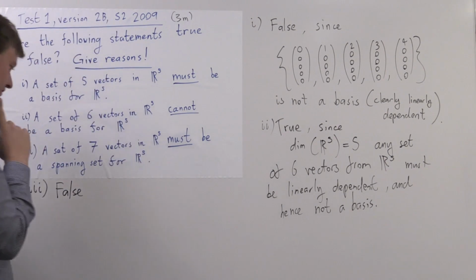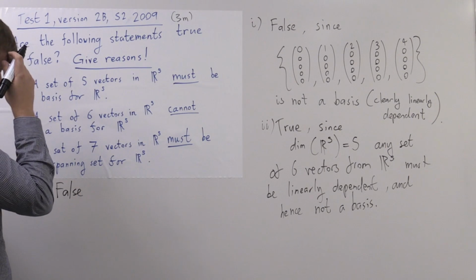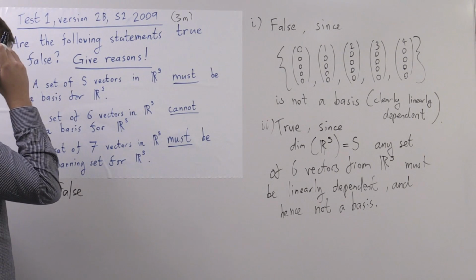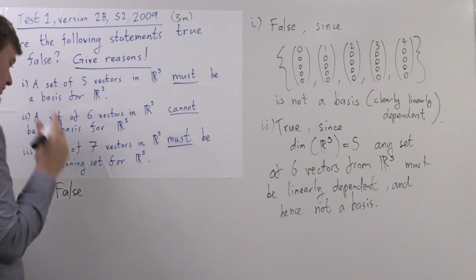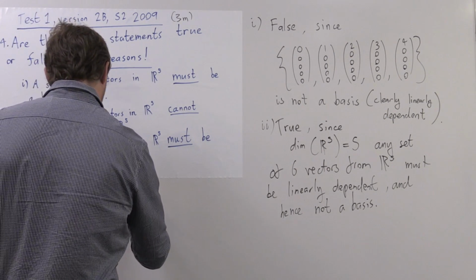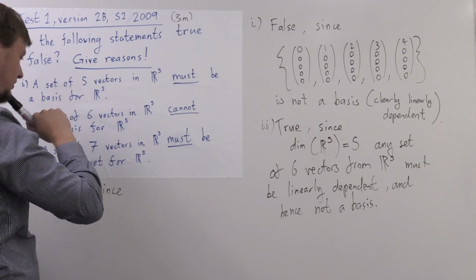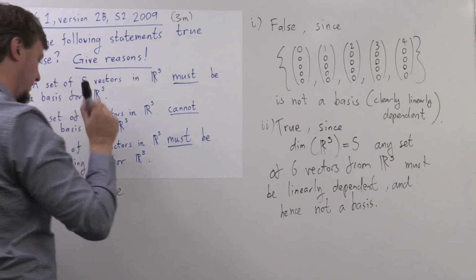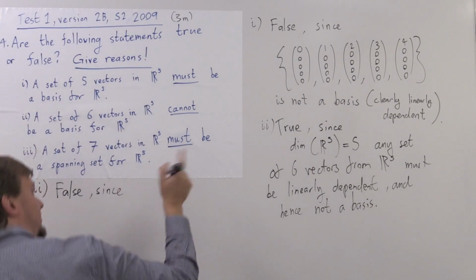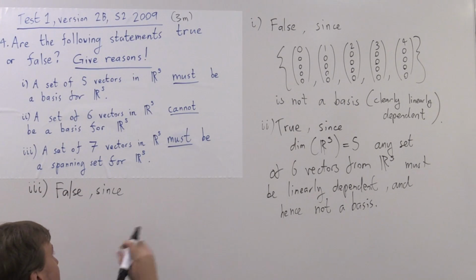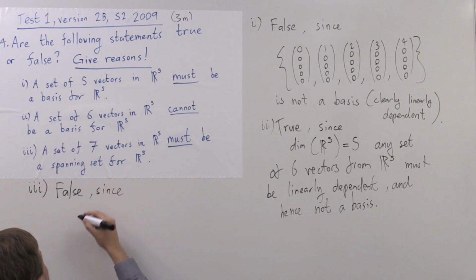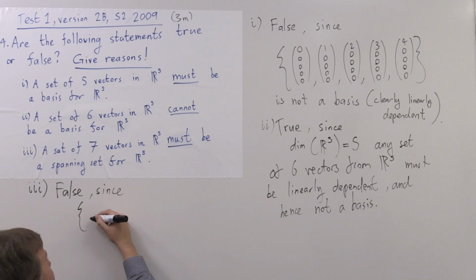So again, I probably can just give a reason. So I can just give an example where it doesn't work, where I don't get a spanning set. So false since, well, that example is almost an example I want. Let's just write down sets similar to that one. So 7 vectors which clearly don't form a spanning set. Just take like E1, 2E1. Yeah, that's what I was thinking.